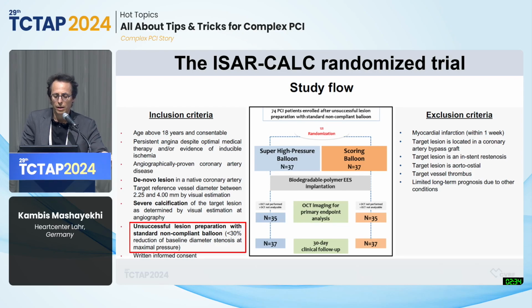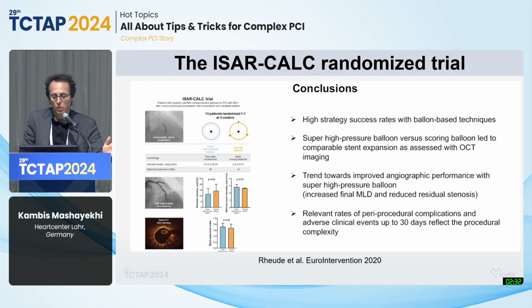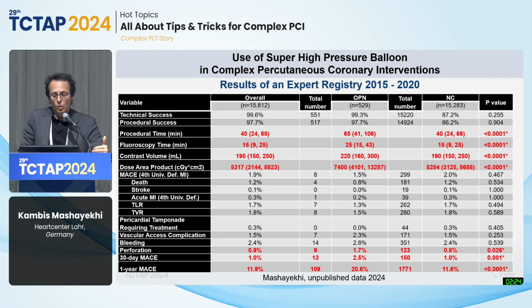The primary endpoint was stent expansion index. There was non-inferiority. Both modalities are safe, and both have similar results. So we also focused on that in our registry, in over 15,000 PCIs, and the usage is quite high, at over 500 PCIs with the super high pressure balloon. So we only included patients where the 30 atmosphere non-compliant balloon was insufficient to achieve a greater stent expansion.